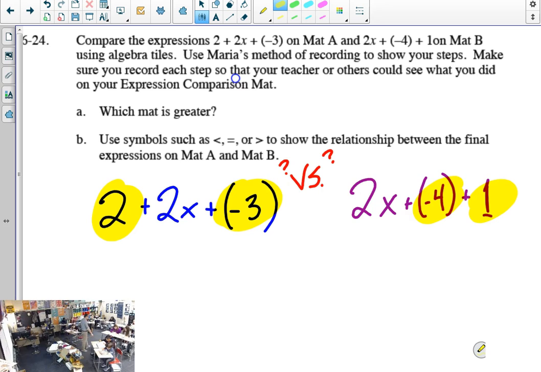If you're totally stuck, Ashley Park, if you're both totally stuck, raise your hand, please. You don't have to use tiles, but that's helpful. If you forget how to do this, I would grab some tiles.